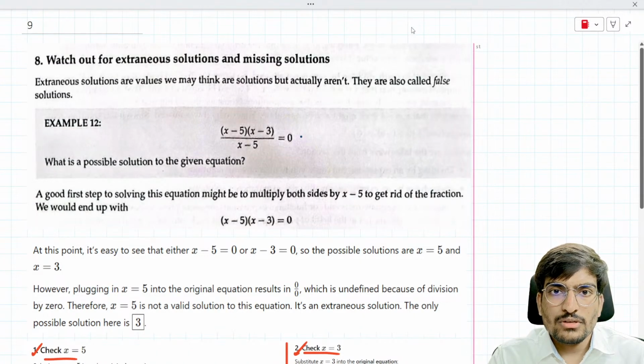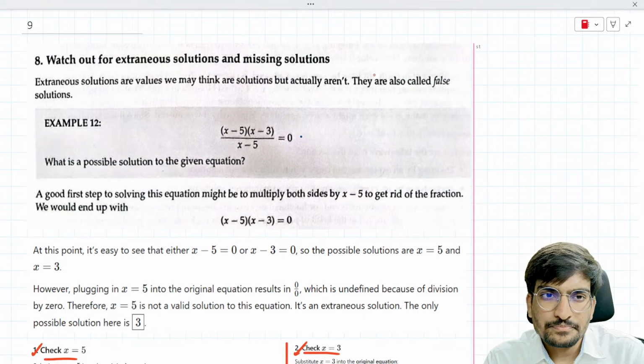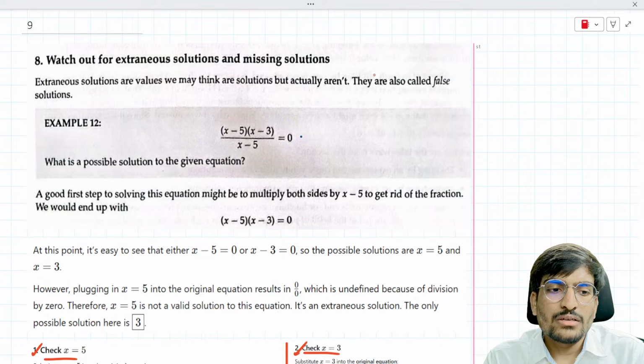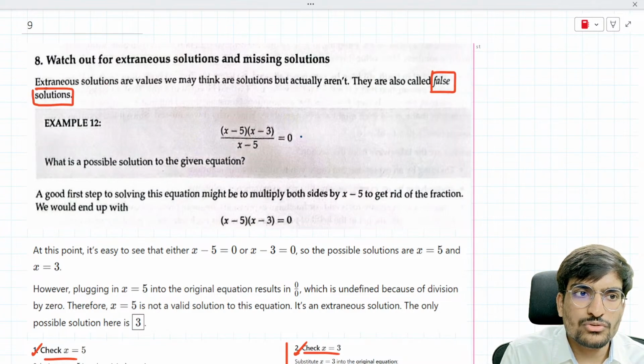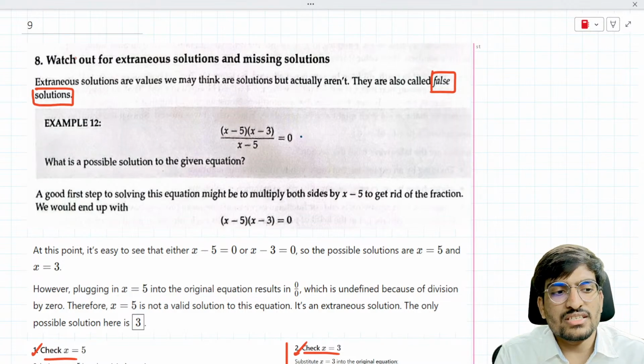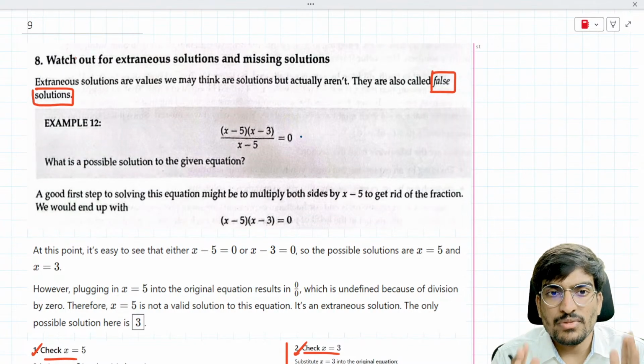So moving to the next one. Watch out for extraneous solutions and missing solutions. What do you mean by extraneous solutions? It means false solutions. Extraneous solutions is nothing but false solutions. This is the main concept. Till now the basics are done. Here the main topic starts. This one and the next one are the main topic.